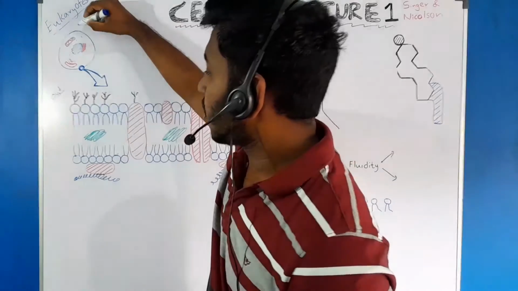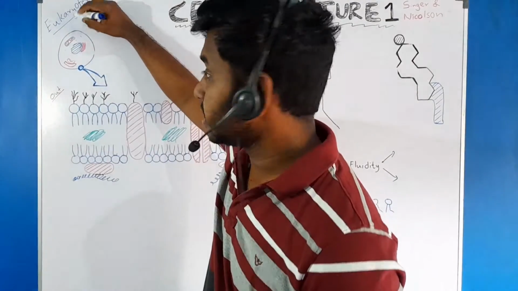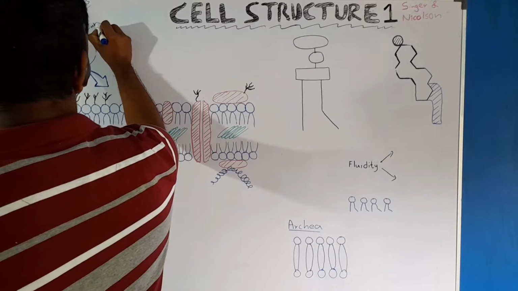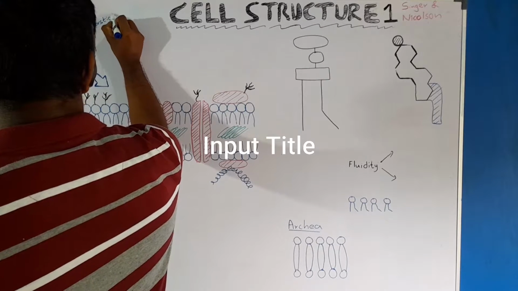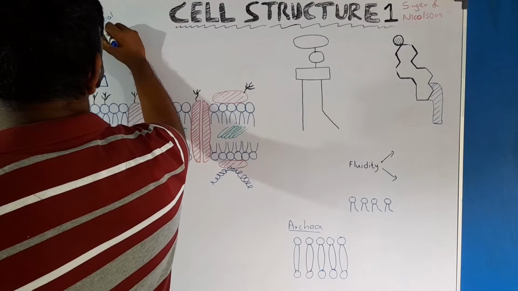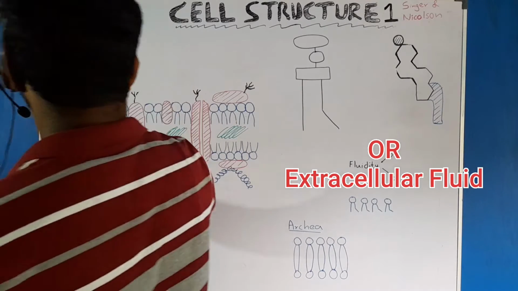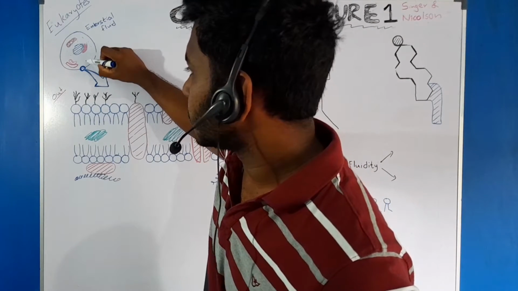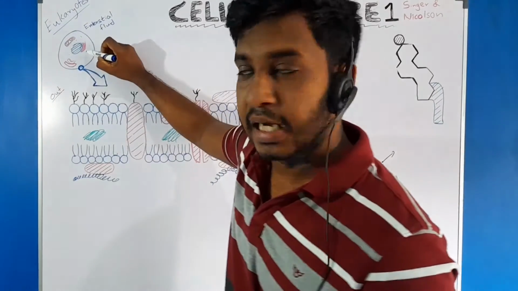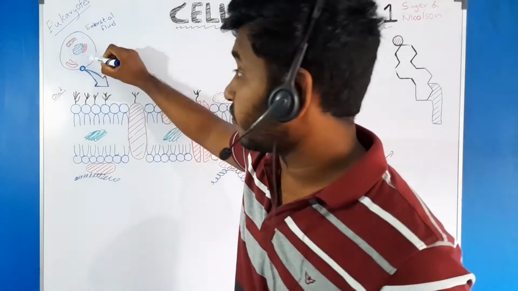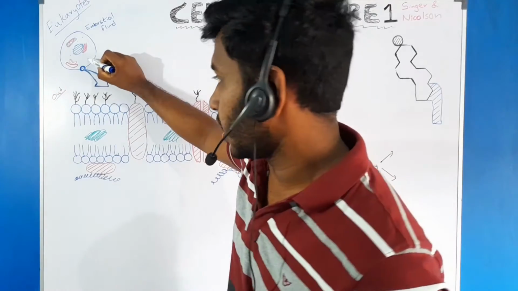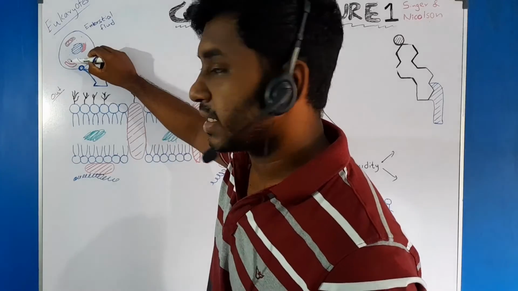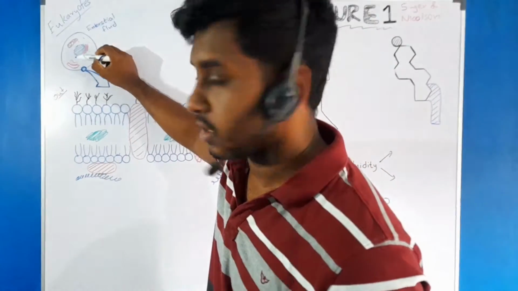In animals, we call this external environment extracellular fluid. Inside this plasma membrane, you have the cell plasma. It is mainly composed of water, ions, and other molecules. In this plasma, cell organelles are floating and swimming inside.